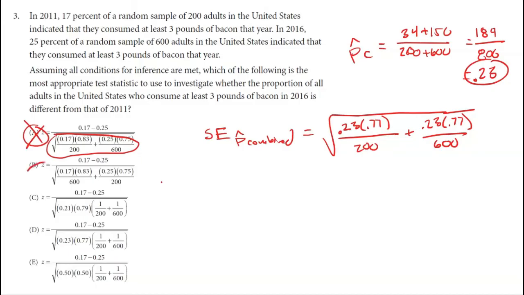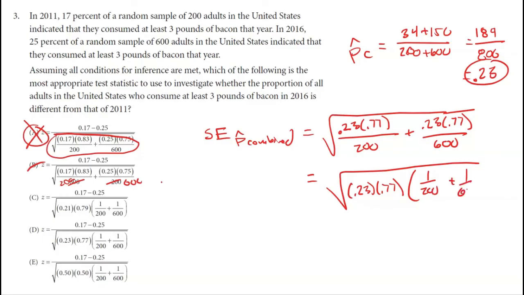B is incorrect because it tried to do that, but it had the 17, the 83 under the 600 when it should be with the 200, and this should be the 600. But again, that's actually wrong anyway because we need to be using standard error combined. Now, what we want to do when we're using standard error combined, notice that the numerators both have the exact same. So what we could do is we could factor that out. So we're going to factor out that 0.23 times 0.77, and then we have 1 over 200 plus 1 over 600. So the correct answer here is going to be choice D. There it is right there.